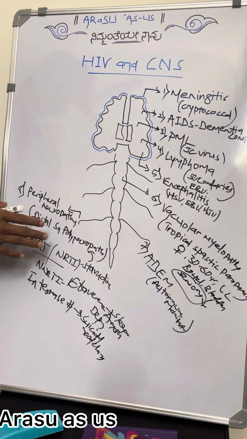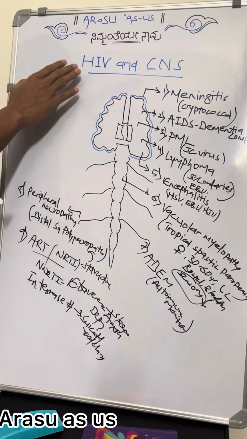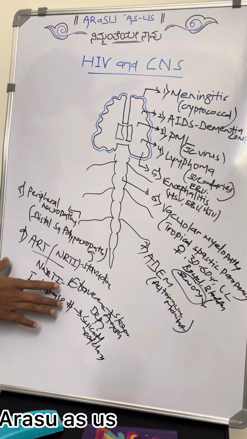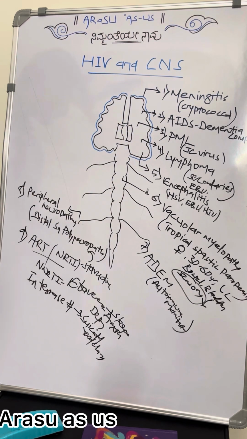So these are a few manifestations of the nervous system in relation with HIV. We can go in this particular pattern to list out all the possible manifestations.